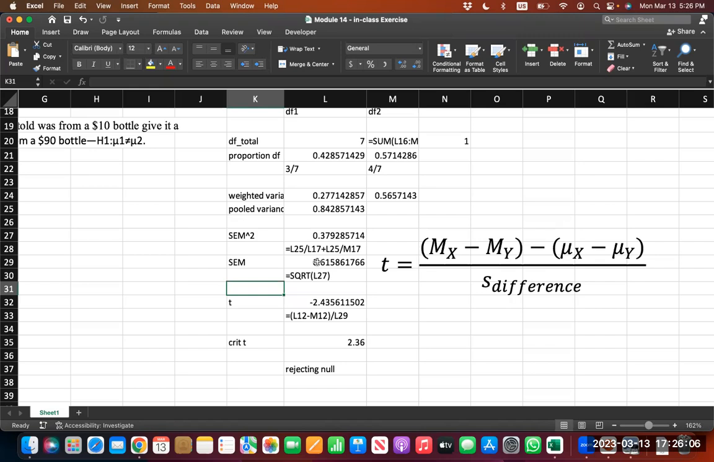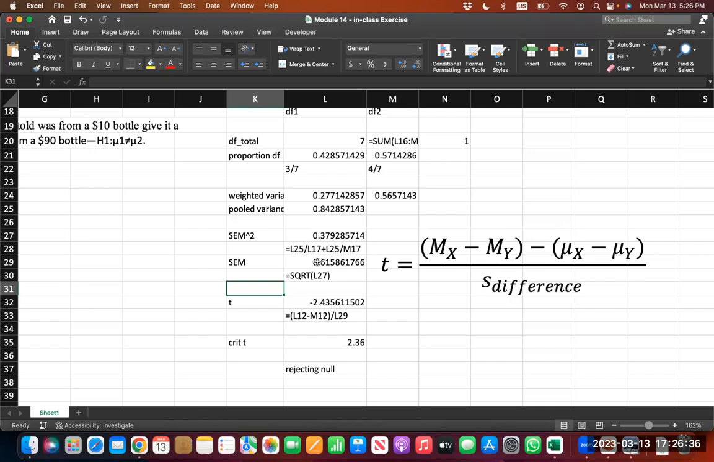So basically, let's recap. We're calculating our variability for each sample. We get the standard deviation. We're using the standard deviation to basically get to the variance. We're calculating a proportion of the degrees of freedom, and we're using this proportion to essentially calculate weighted variances for each of these two samples. We're adding this up, and we get to 0.84 as our pooled variance.